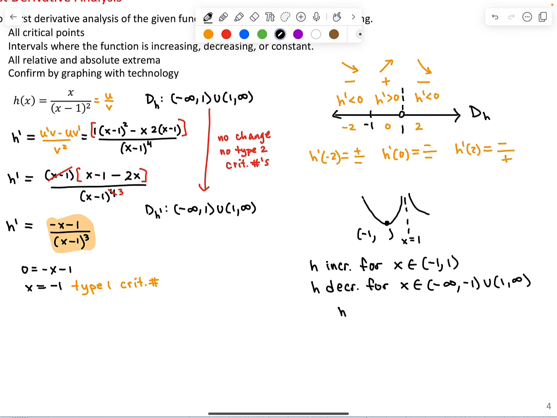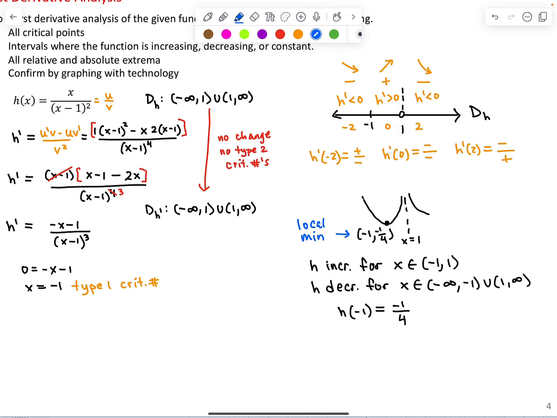Let's go ahead and find that y-coordinate when x is negative 1. So h of negative 1, we are plugging into the original function h. We get negative 1 in the numerator. We get negative 1 minus 1 is negative 2, and square that is 4. So we have a critical point at negative 1 comma negative 1 quarter. And in the very least, we can call this a local min. Now, whether it's the global min is dependent on what happens with this piece over here.